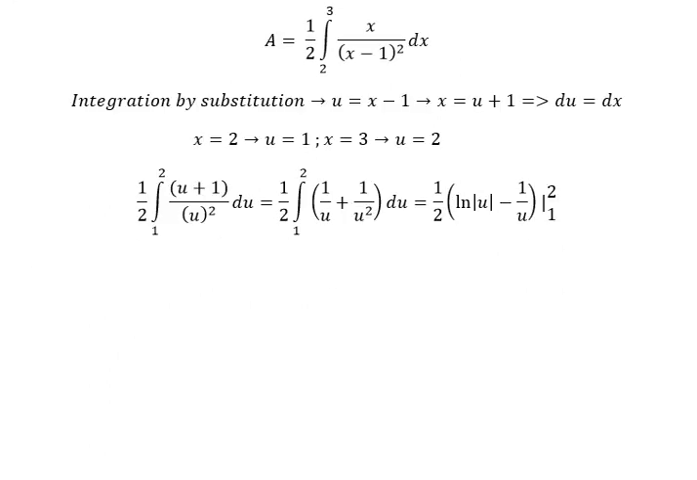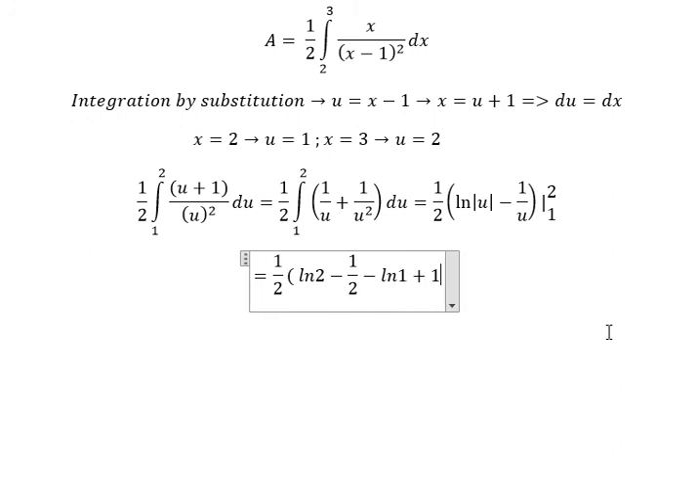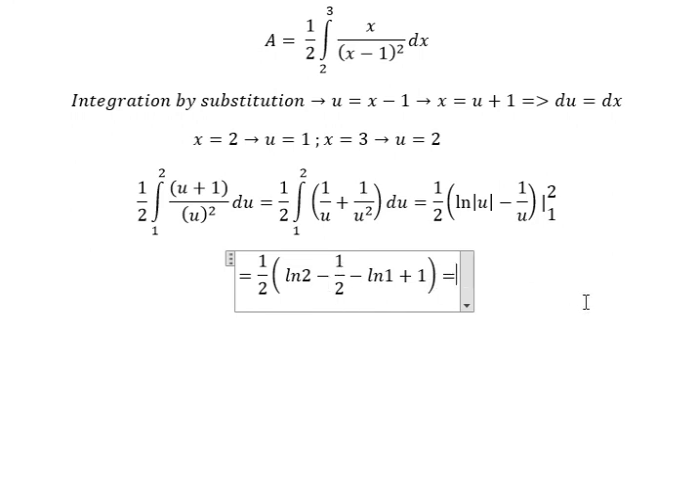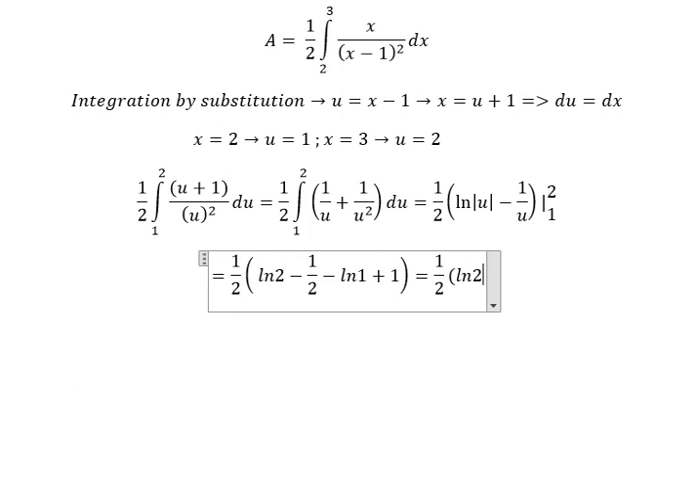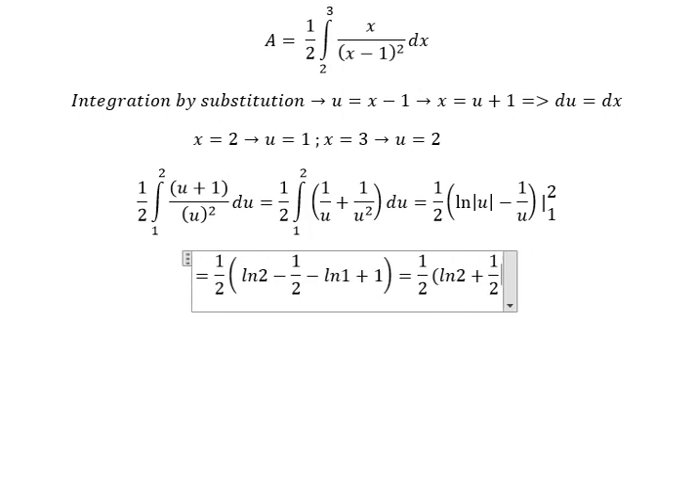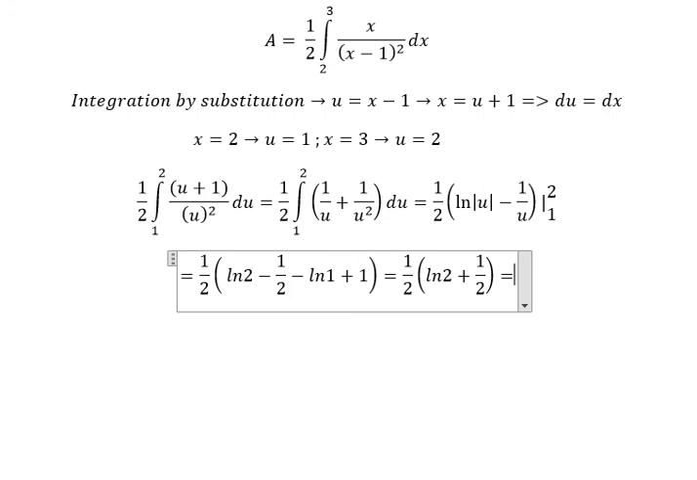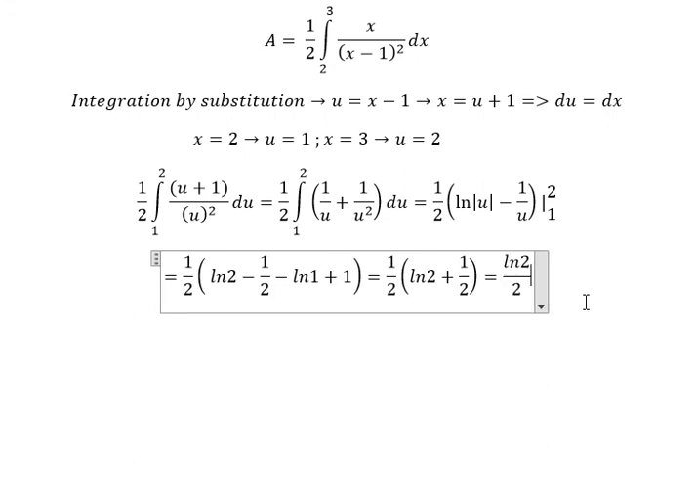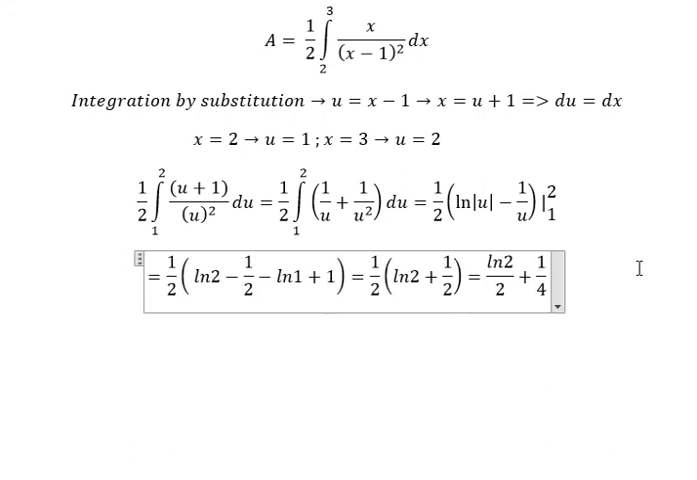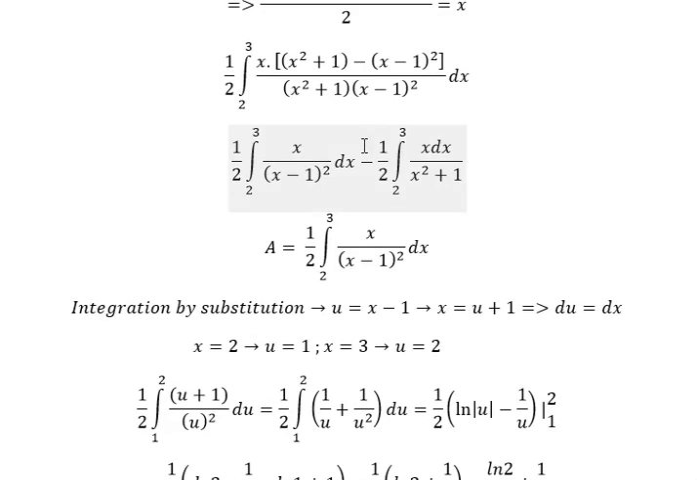Now we can put number 2 and number 1 in here. This one become to 0, so we got about negative 1 over 2 plus 1, so you got about 1 over 2. And we got about ln 2 over 2 plus 1 over 4. Now we go to the second one.